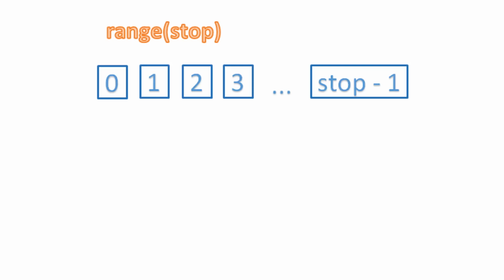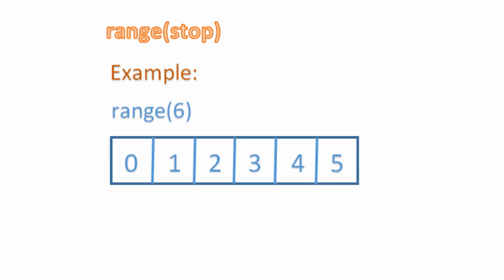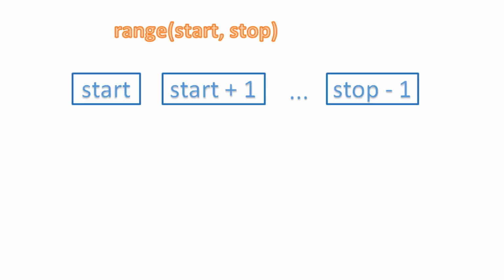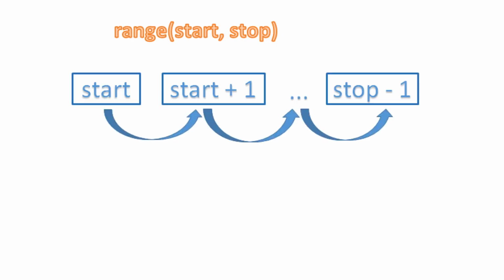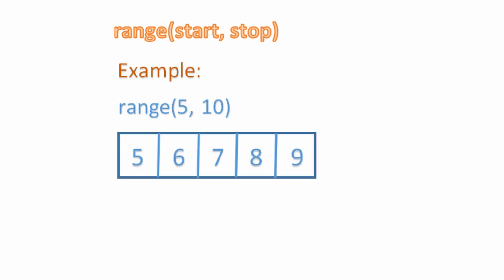Range of stop. It returns a series of numbers that starts from 0 and increments by 1 up to the number before stop. For example, range of 6 will return values 0, 1, 2, 3, 4, 5. Range of start, stop. It returns a series of numbers that starts from the start argument and increments by 1 up to the number before the stop argument. For example, range of 5, 10 will return values 5, 6, 7, 8, 9.